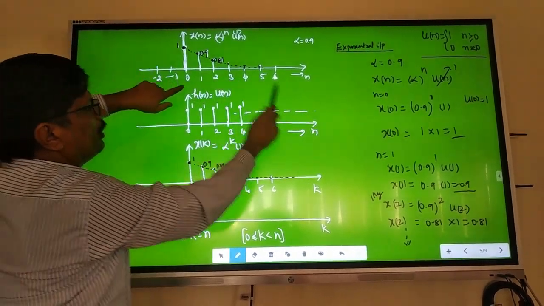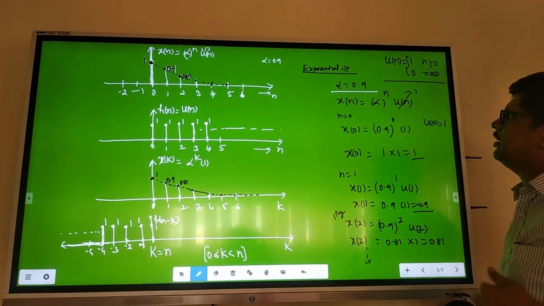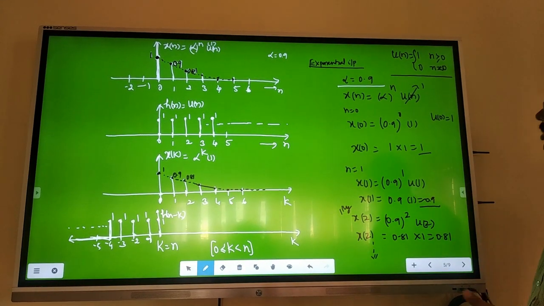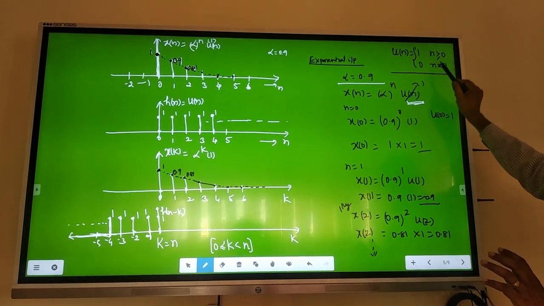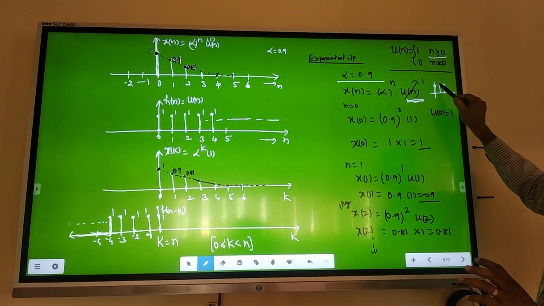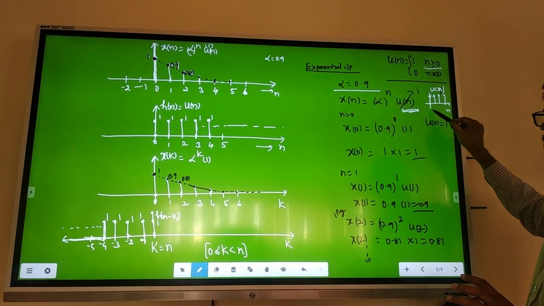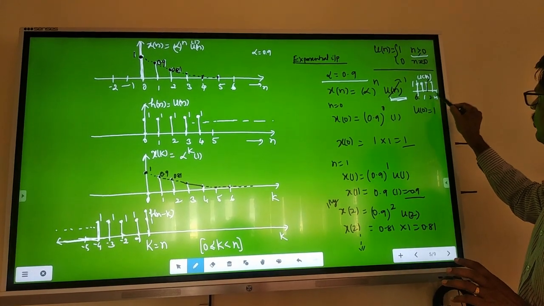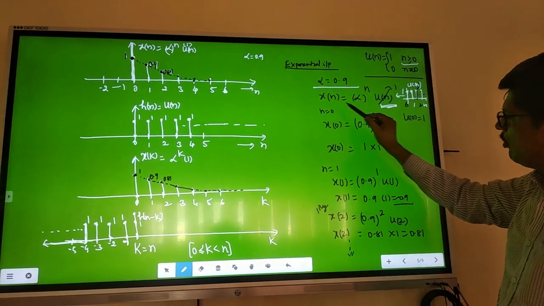We'll see how it is. For example, take the equation x of n, with alpha equal to 0.9, the exponential input. x of n is equal to alpha to the power n into u of n. I know this: u of n is a right sided sequence. u of n is equal to 1 for n greater than or equal to 0. It is like this; you have written it 100 times. This is u of n. At 0 its value is 1. At 1 it is 1, at 2 it is 1, up to the right side it is 1. On the left side it is 0. This is u of n.